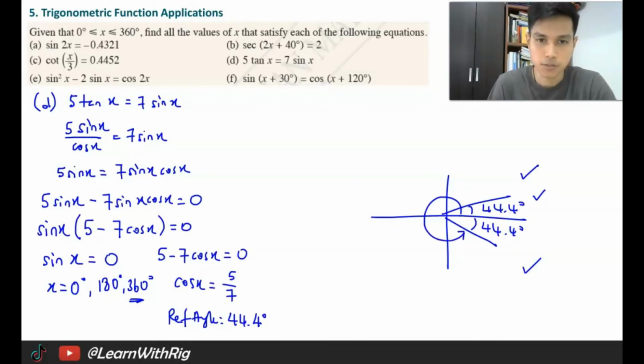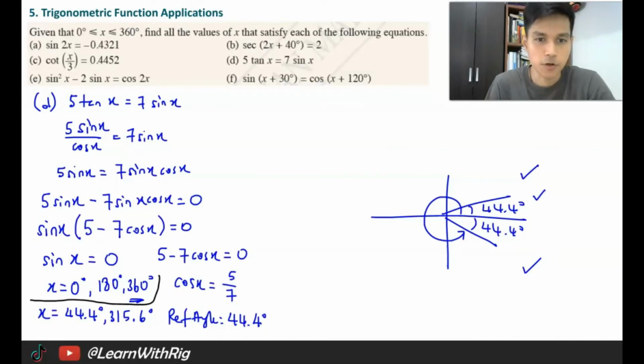So in other words, your x value, I straight away write the answer. I hope you all understand by now. So the x value should be 44.4 and 360 minus 44.4 is 315.6. So this is the first, don't get confused. This one is for cos x.